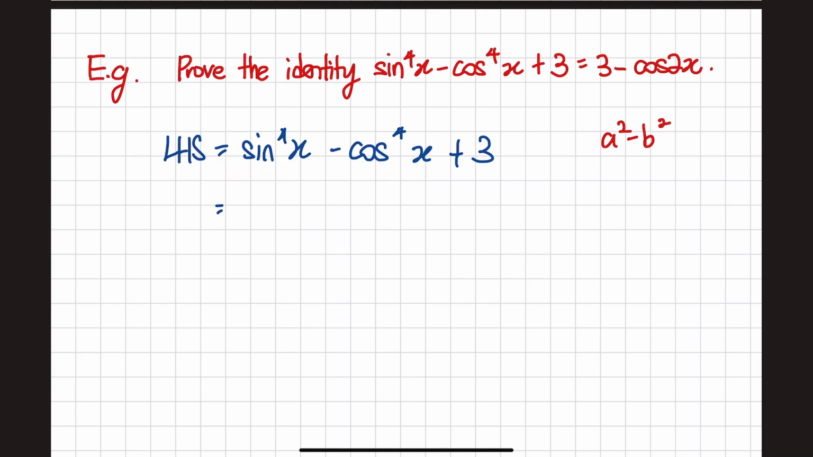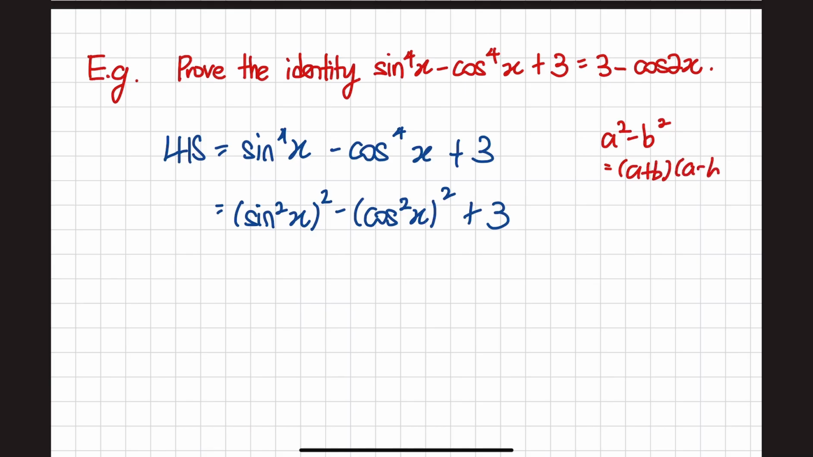So what I can do is rewrite this in the form of something squared minus something squared. I'll get, let's say, sine square x, the whole thing squared, minus cosine square x, the whole thing squared. And therefore this is of this form, which I know is equal to a plus b times a minus b. Therefore, I can simplify this to become sine square x plus cosine square x, times sine square x minus cosine square x, then plus 3.